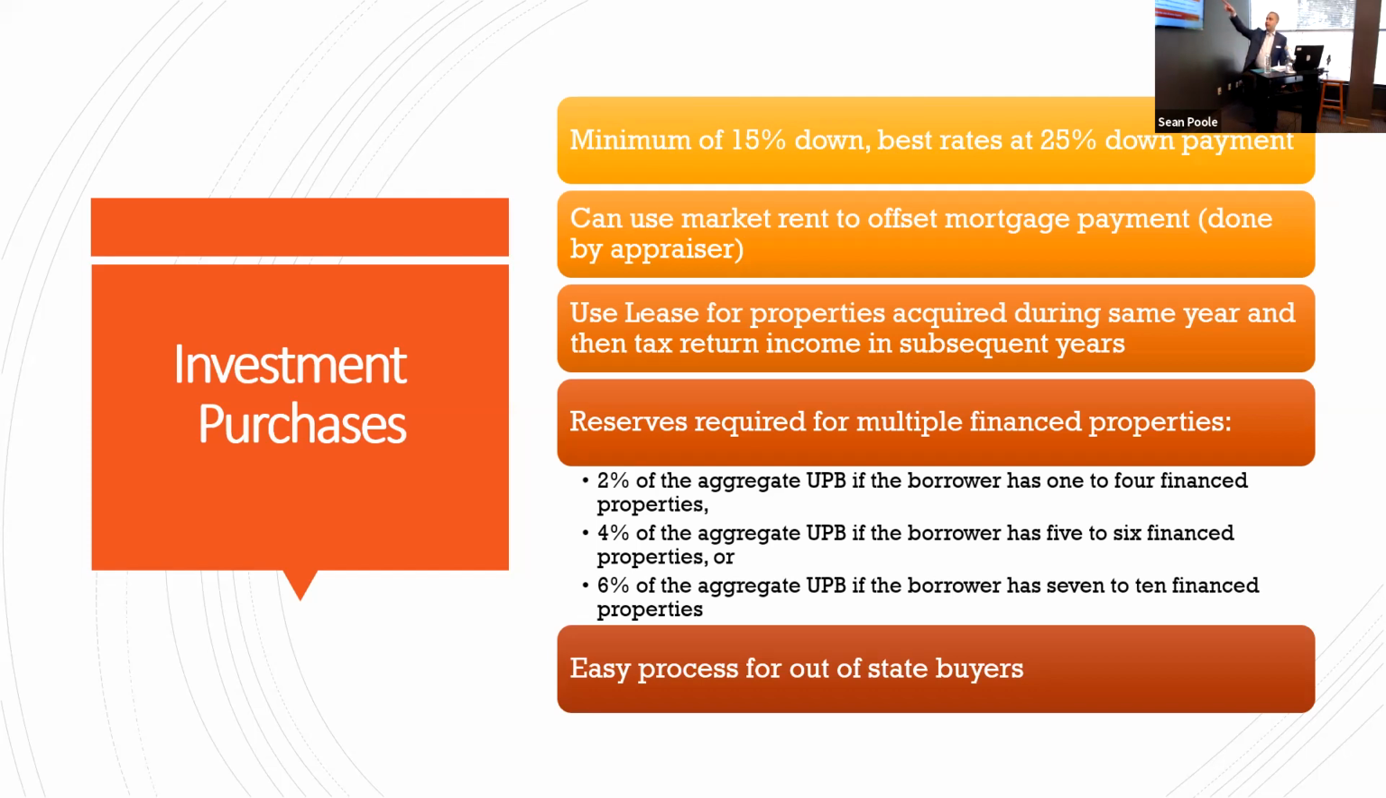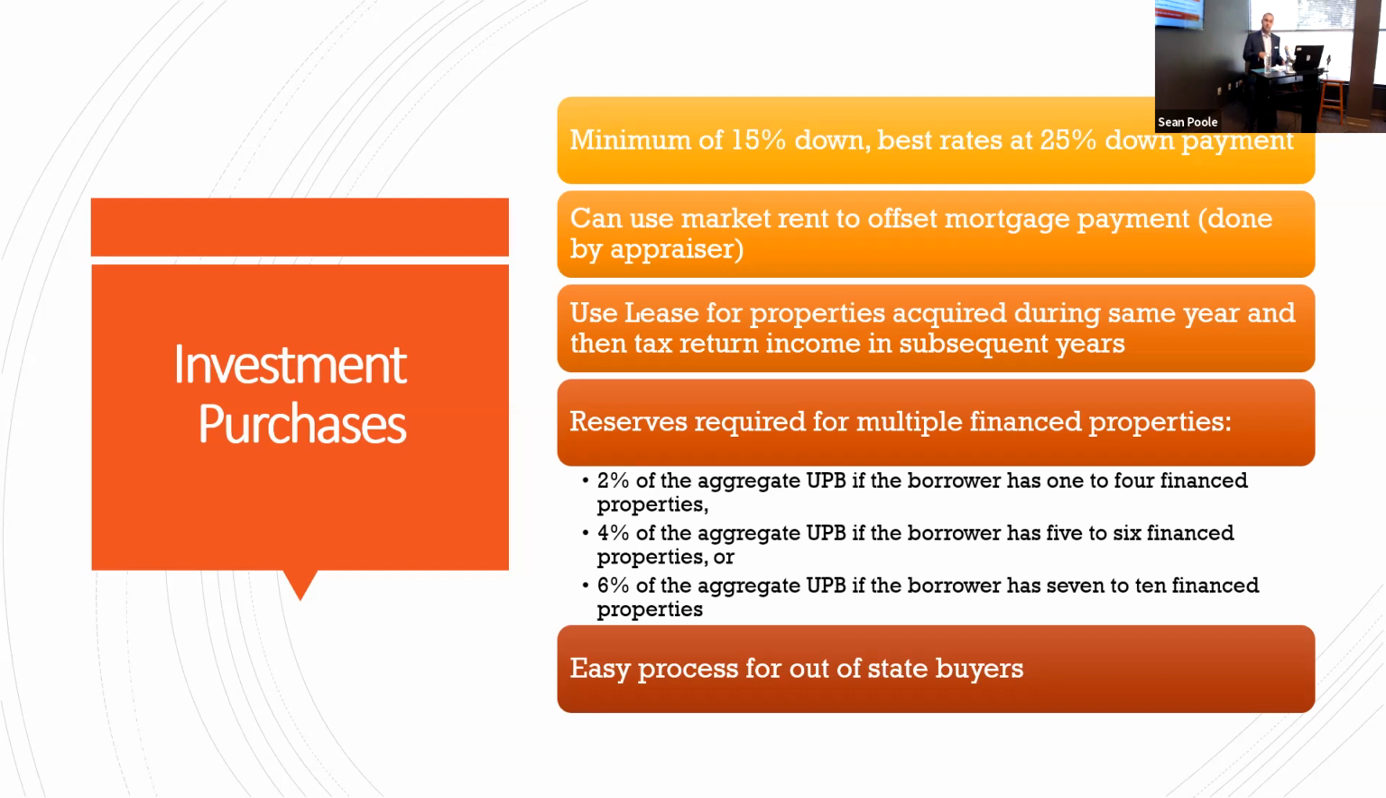One of the things, let's say you're living at home with your parents, you want to buy an investment property and you want to use the market rent to offset the mortgage payment. If you don't have a housing expense now, so you don't have a mortgage or a rental payment, then we can't use the market rent on that subject property to offset the mortgage. You basically have to qualify with that new mortgage plus all your other debts, which obviously, if you don't have a housing expense, hopefully you can afford.